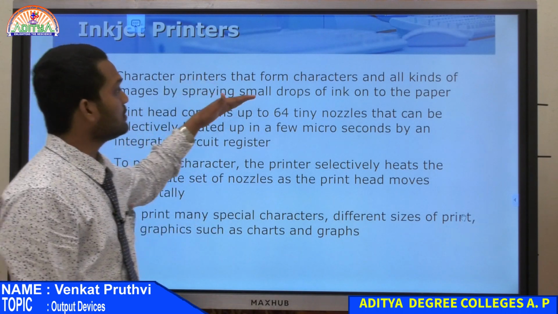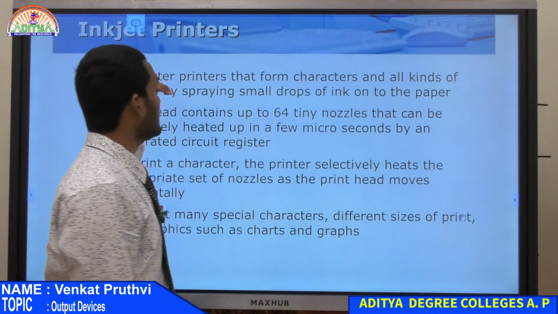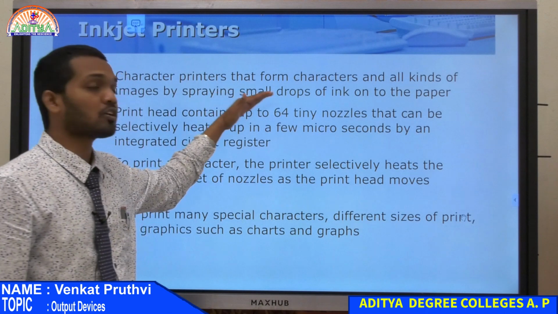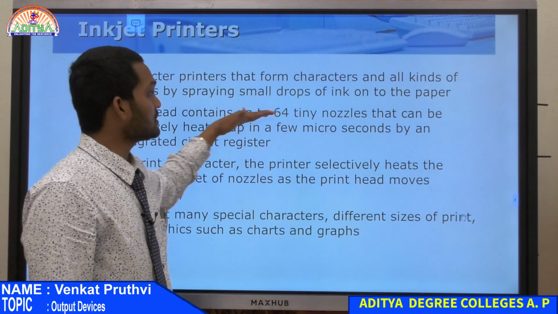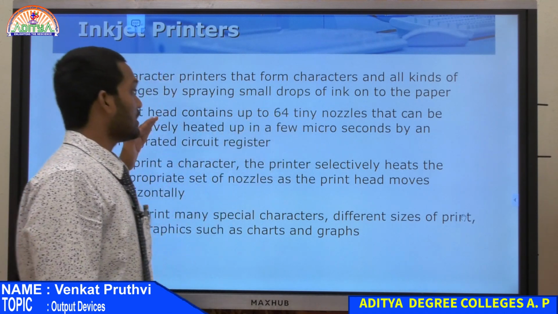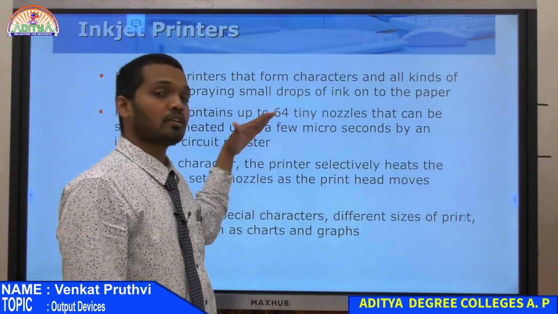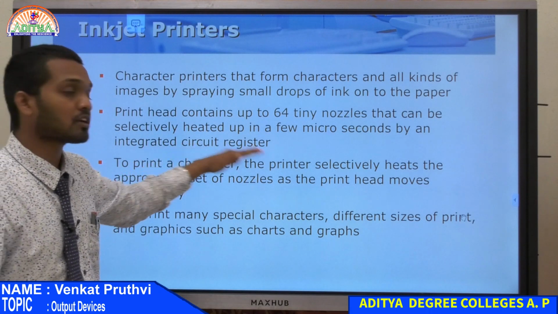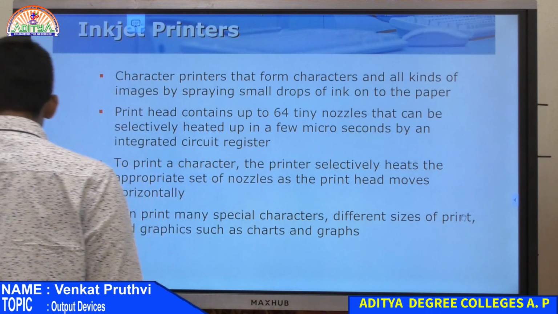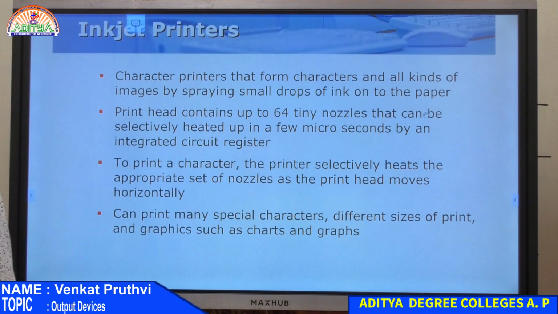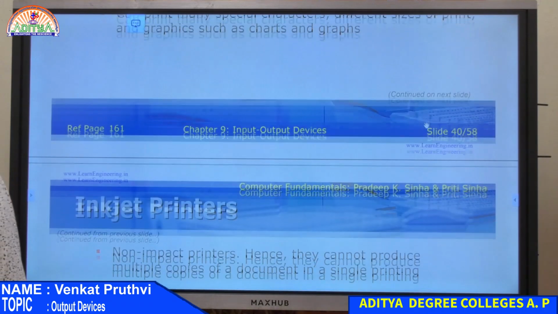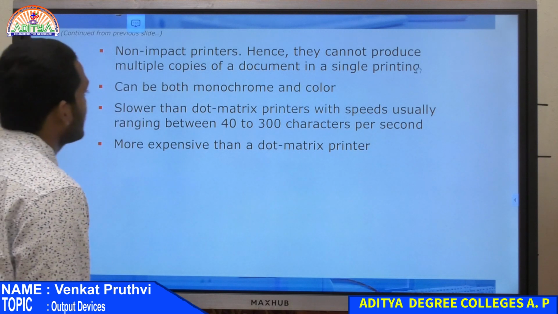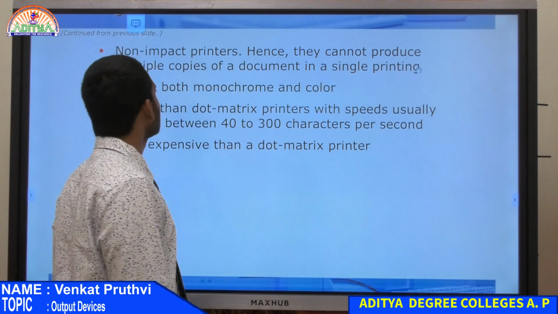Character printers that form characters and all kinds of images by spraying small drops of ink onto the paper. How are we able to spray small drops of ink onto the paper? By using these 64 tiny nozzles, and according to the print that we want, they are selectively heated up by this integrated circuit resistor. So, based on that, this inkjet printer is working. Then, what is the next thing that we have to understand in inkjet printers?